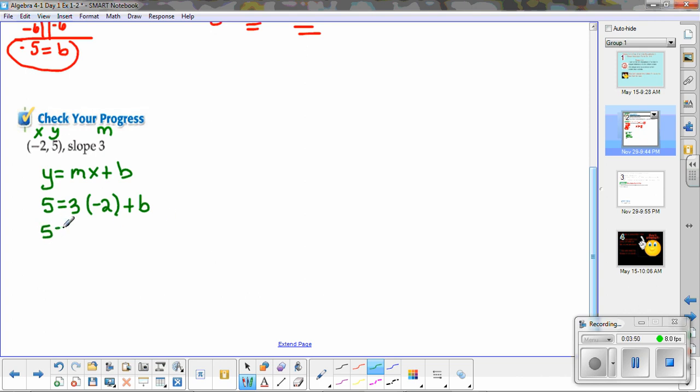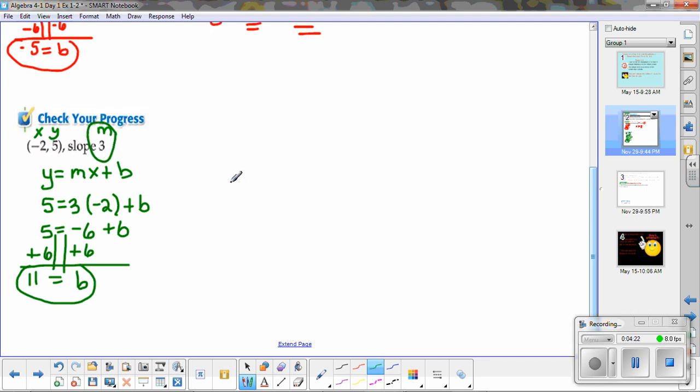Now I'm going to just simplify this. 3 times negative 2 is negative 6. Now if I want to solve for b, I want to get rid of this negative 6 by adding 6 to both sides. 5 plus 6 is 11. And this negative 6 plus 6 is gone, and we're left with just b. So we know that b equals 11, and we're also going to use the fact that the slope is 3.